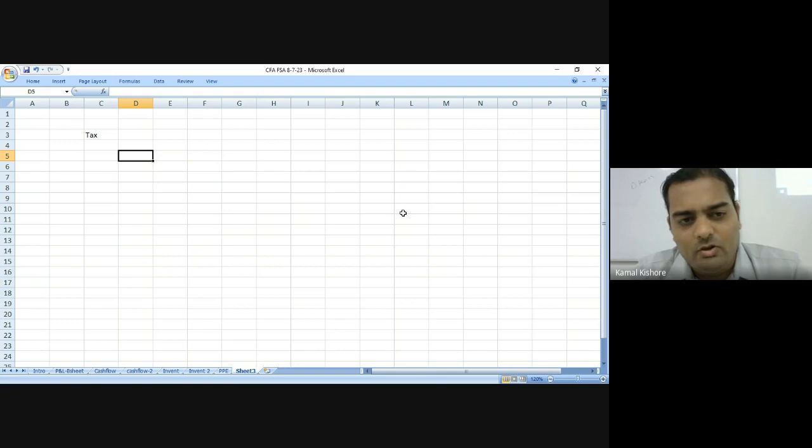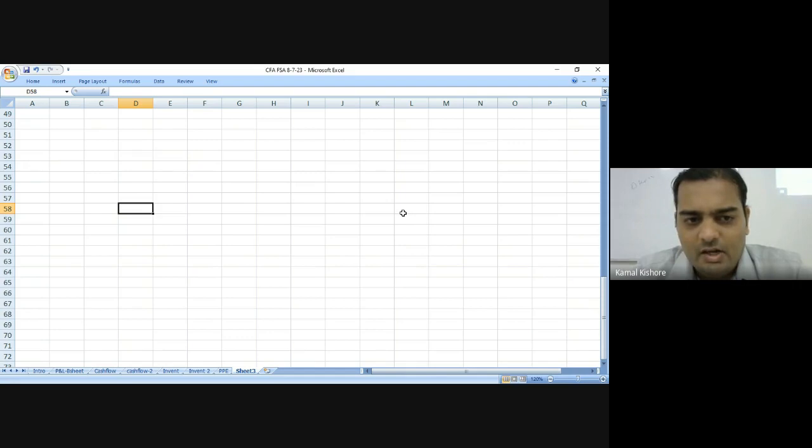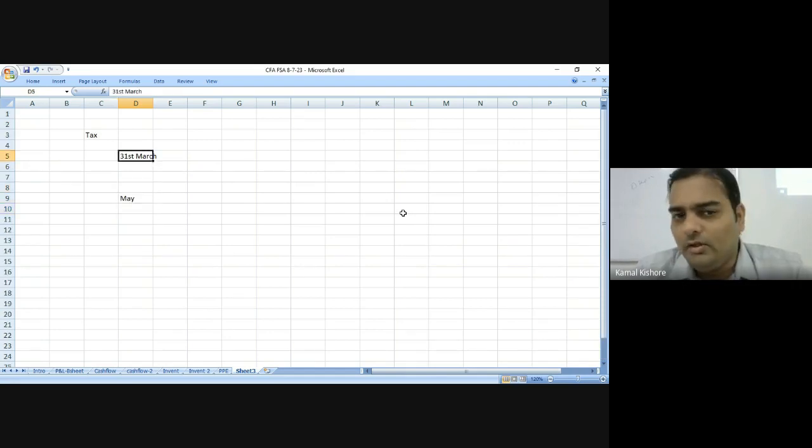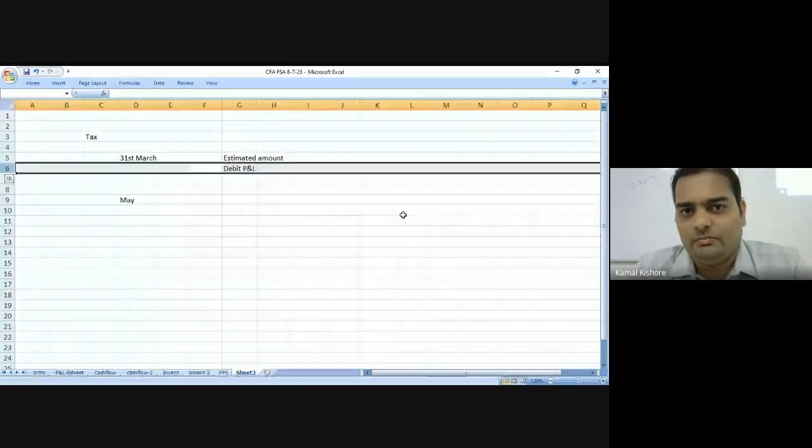So for the company, when will you know how much is the income? After 31st March or after 31st December, right? That means you will get to know only when you have calculated all the income, expenses, everything. And then sometime in May or June, you will get to know how much tax exactly to pay. On 31st March, you will not know. That means there will be an estimated amount that is arrived at, and then you debit your P&L by that estimated amount on 31st March.